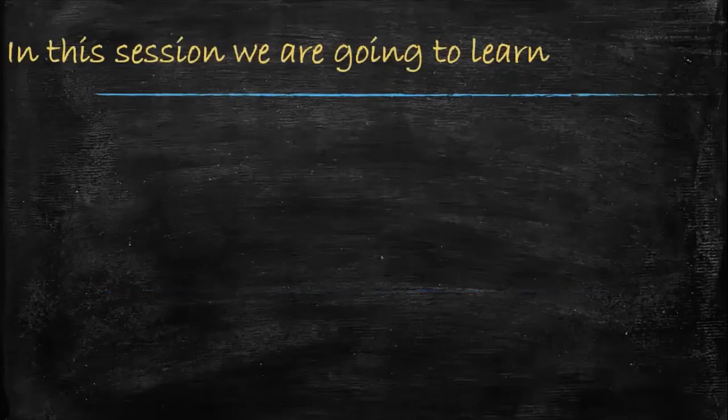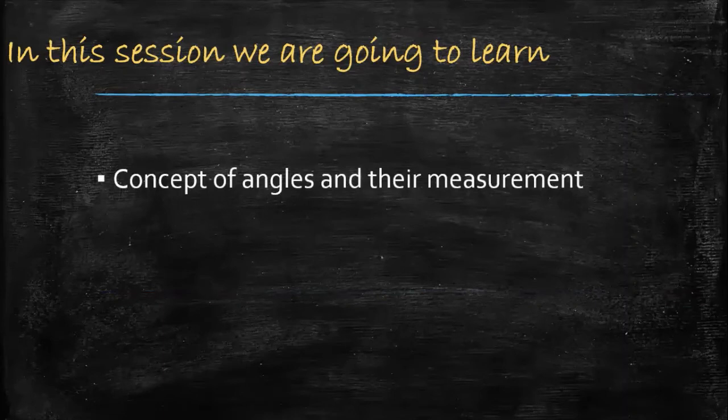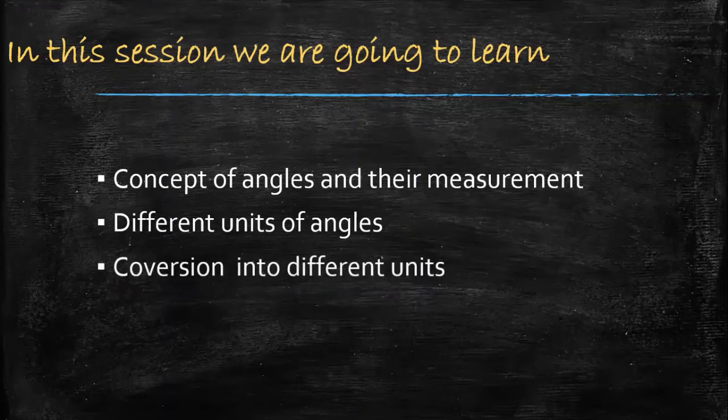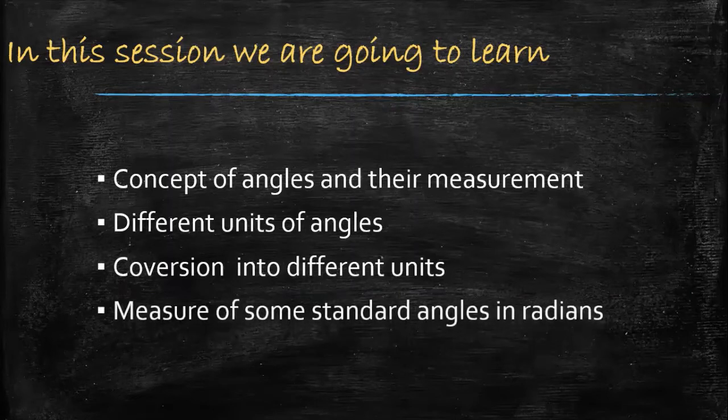Now in this session we are going to have a look at the following concepts: the concept of angles and their measurement, then different units which are used to express angles, like we express lengths in meter, centimeter, etc., and weight in kilogram, gram, etc. We have different units to express angles also. And then we are going to learn the conversion into different units. Lastly, we are going to learn the measure of some standard angles in radians.